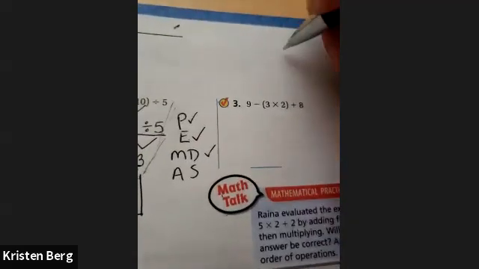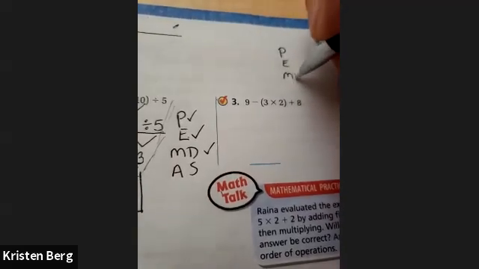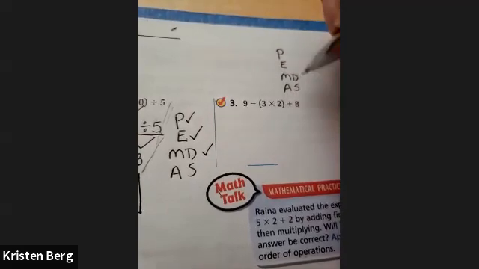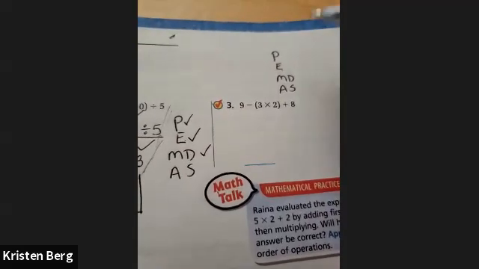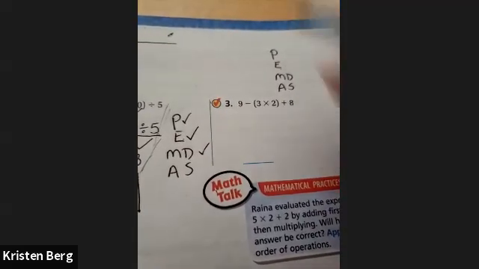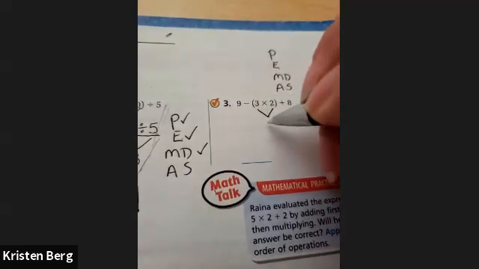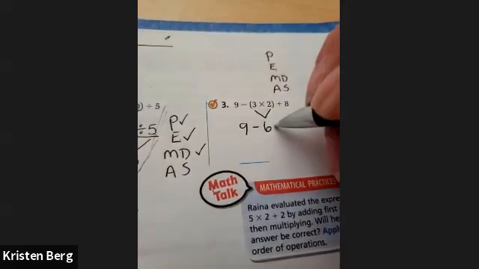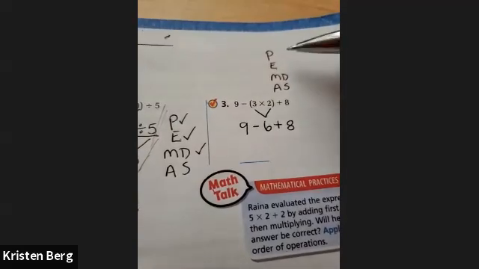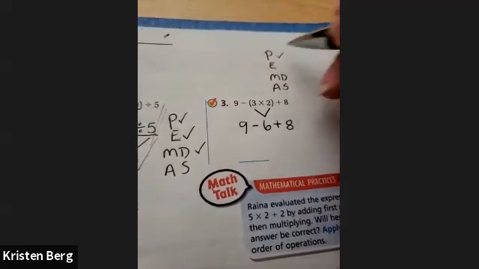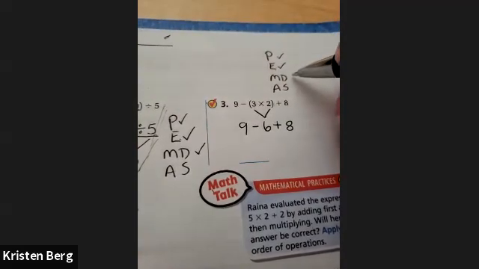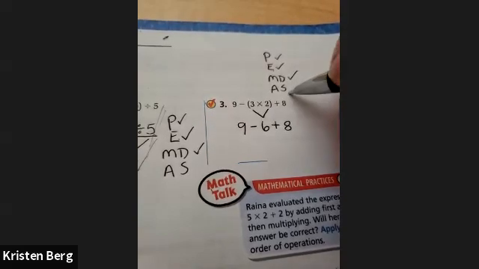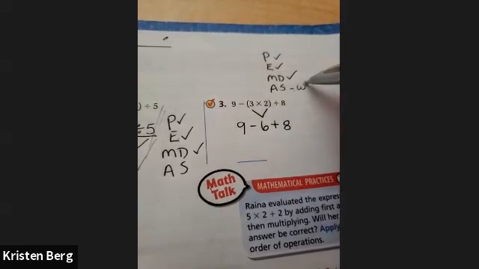All right, this one, again, you are going to use please excuse my dear Aunt Sally. So first thing you look for, second thing you look for, third thing you look for, fourth thing you look for. So here we go. The first one is any parentheses. Yes, we do. So this is 3 times 2 is 6. Then you bring everything else down you did not use, which was the minus 9. And over here is the plus 8. Then next thing, any more parentheses? No. Any exponents? No. Any multiplication or division? No. Any addition or subtraction? Yes. Now remember, it is whichever comes first.